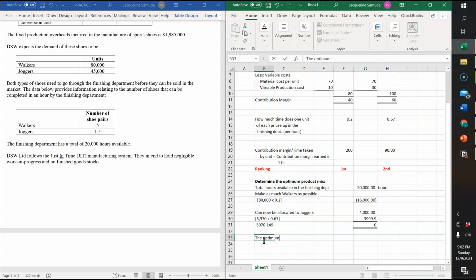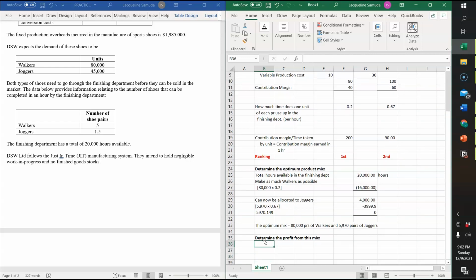The optimum mix is equal to 80,000 pairs of walkers and 5,970 pairs of joggers. Now that is a part of question A, because it now wants to find out how much profit. So let us determine the profit from this mix. Okay, let me bold it to show it's a different section.